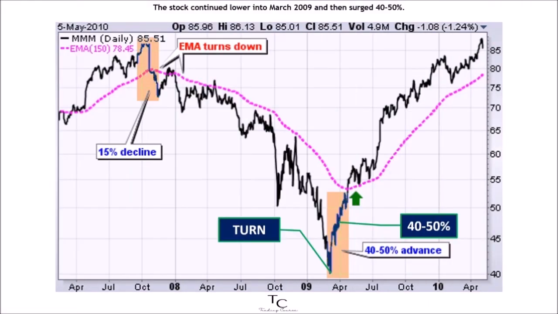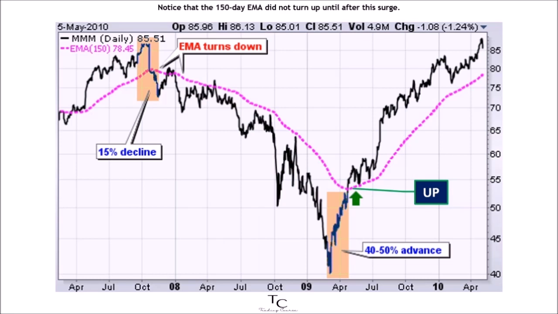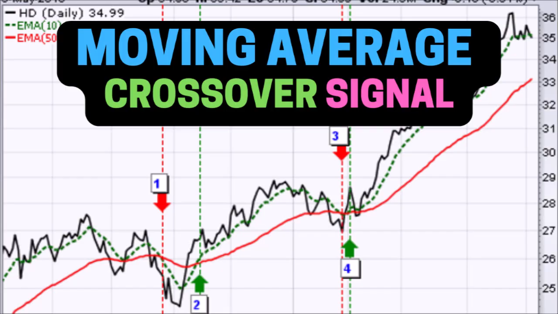The stock continued lower into March 2009 and then surged 40 to 50%. Notice that the 150-day EMA did not turn up until after this surge. Once it did, however, the stock continued higher the next 12 months. Moving averages work brilliantly in strong trends.